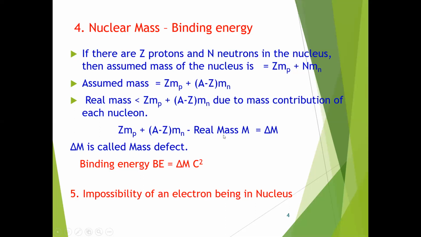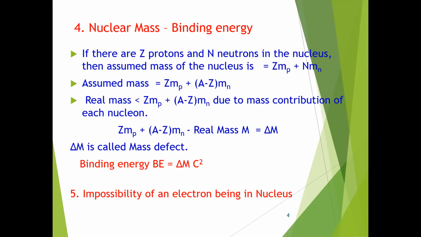This binding energy is responsible for the nucleons being bound together. So this mass defect is responsible for the binding energy of the nucleus, based on Einstein's mass-energy equivalence. And also we can discuss the impossibility of an electron being in the nucleus. We can say that the electron cannot be in the nucleus according to the Heisenberg uncertainty principle.